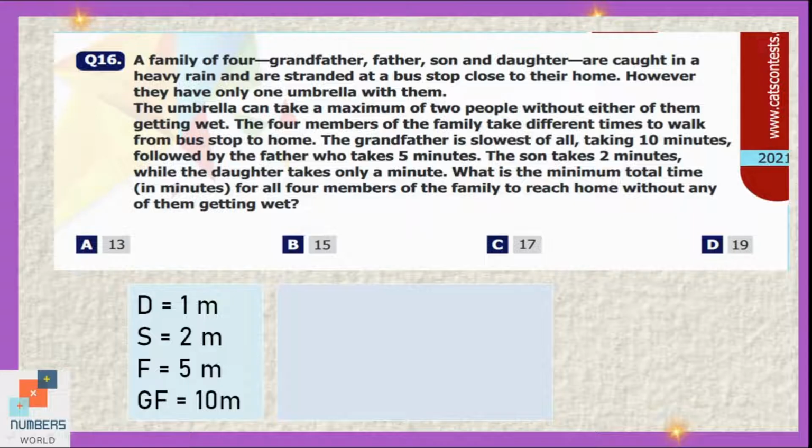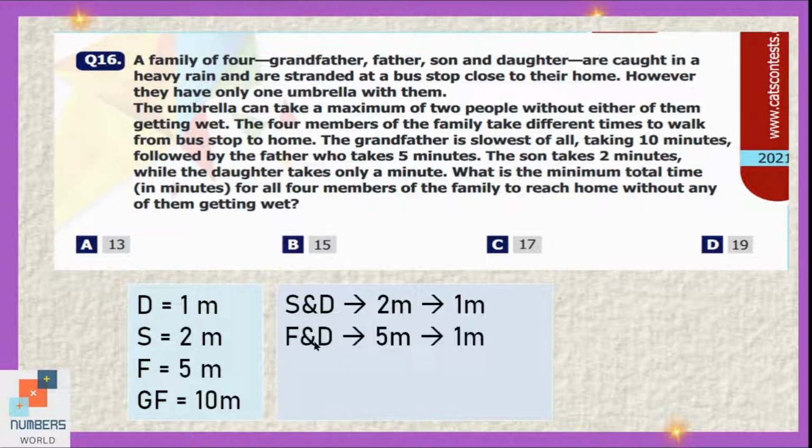So let's see how it will work. First of all, son and daughter will go to home in 2 minutes because the maximum time for the son to walk from the bus stop to home is 2 minutes. Then daughter will come back to bus stop in 1 minute. Right after that, father and daughter will go to home in 5 minutes because father takes 5 minutes to go to home from the bus stop. Then daughter will come back in 1 minute. At the end, grandfather and daughter will go to home in 10 minutes.